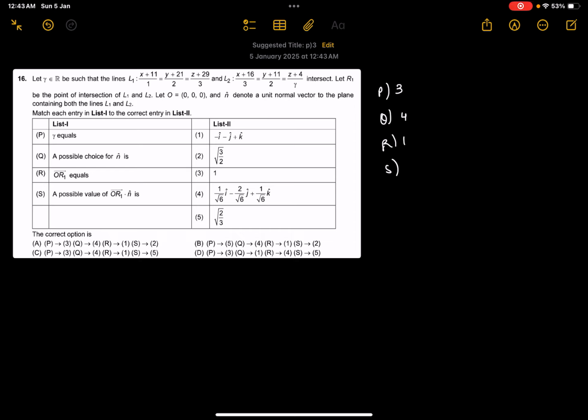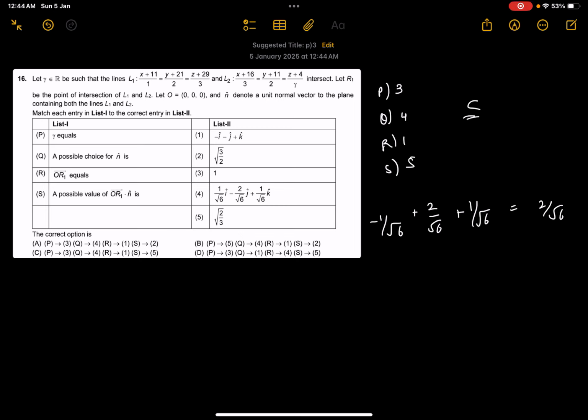Possible value of OR1 dot n cap: we have OR1, we have n cap, so we'll just take the dot of minus the first and fourth option. We get -1 by root 6 plus 2 by root 6 plus 1 by root 6, which is 2 by root 6, which is root 2 by 3. So 5 3 4 1 5. So the answer should be C.